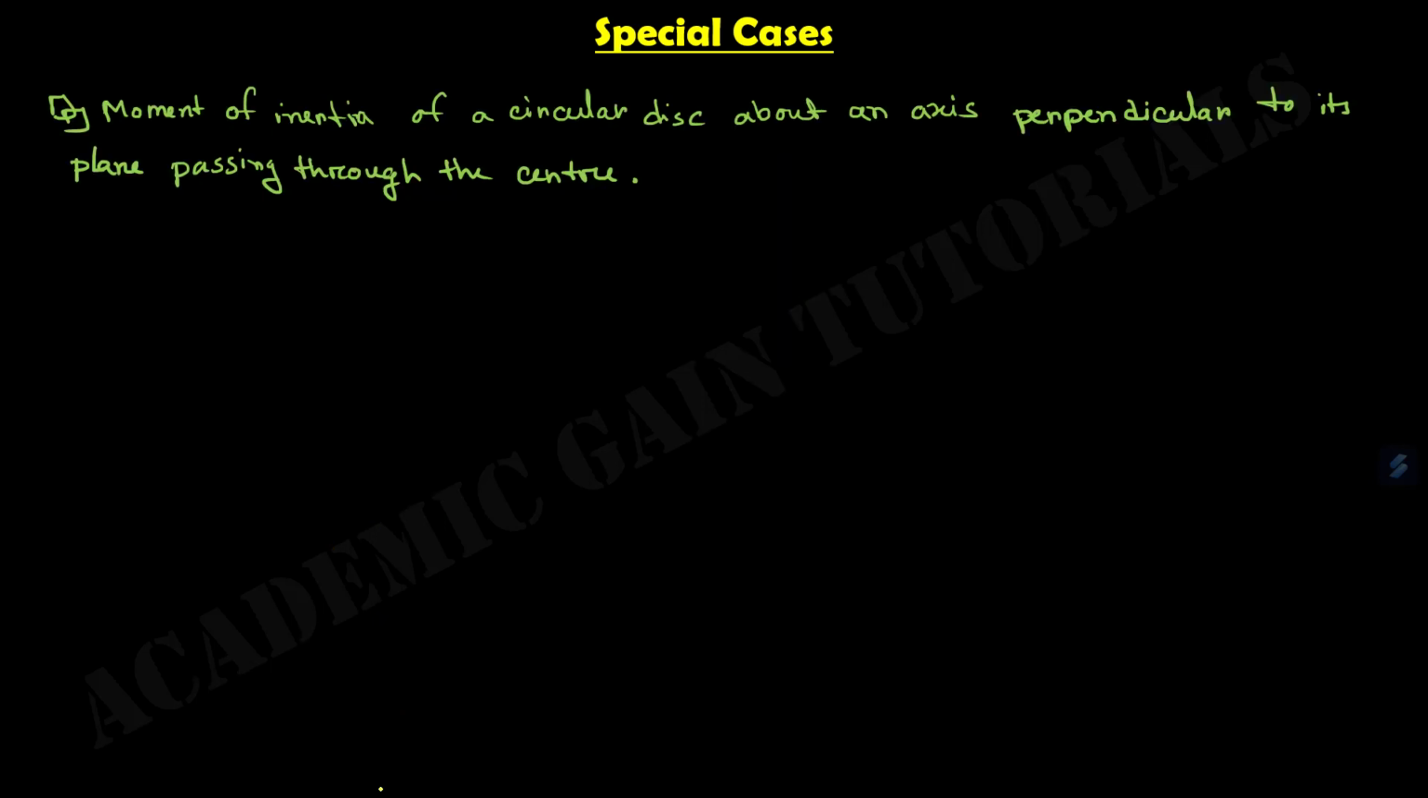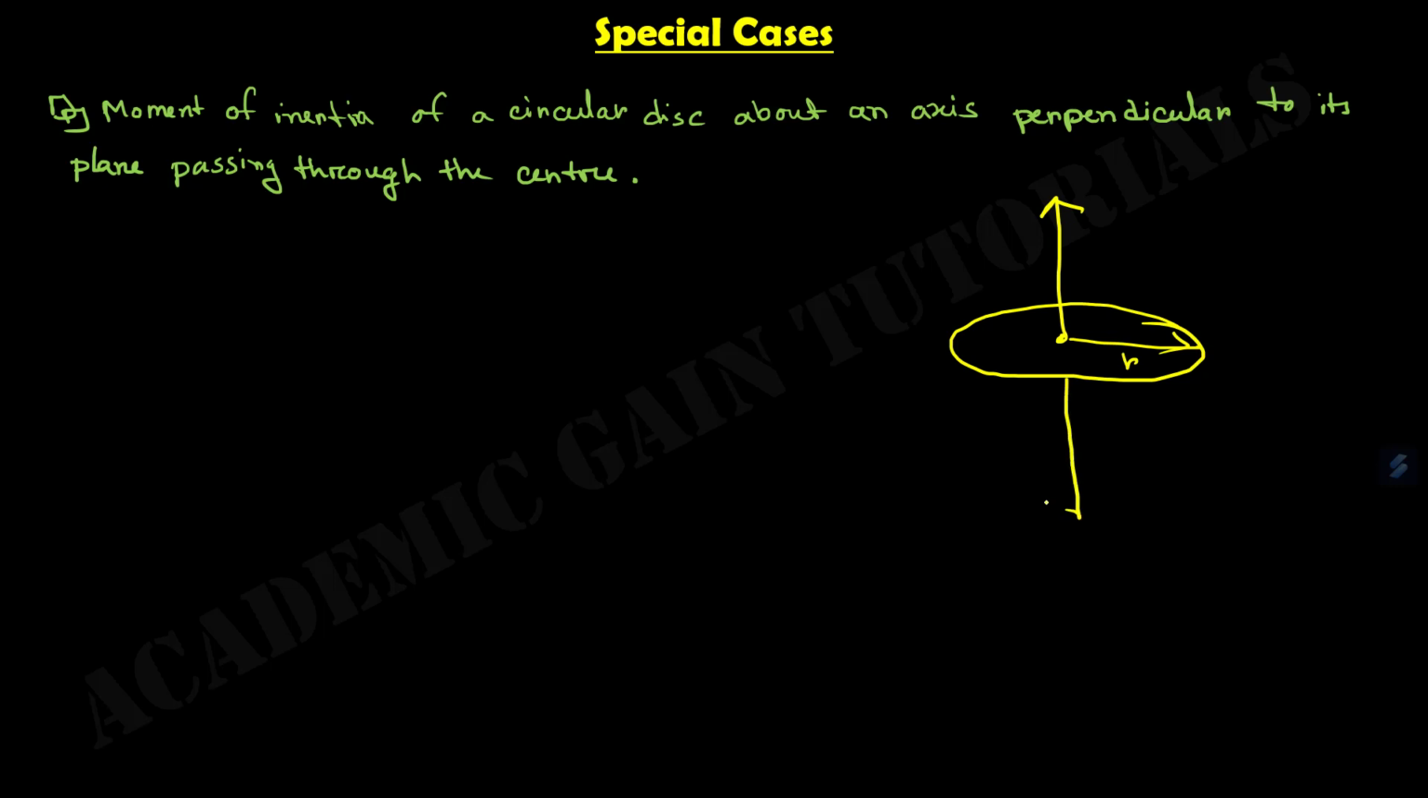Now, the last one, we will see this last special case. This special case says that we have to find the moment of inertia of a circular disc about an axis perpendicular to its plane passing through the center. So, let me draw this disc in our xy plane, and this will be our z axis, and this is the center of the disc, and the radius of the disc is r. Our axis is perpendicular to its plane passing through the center.